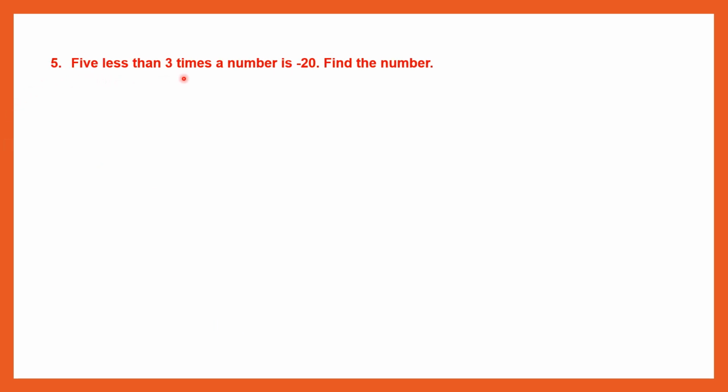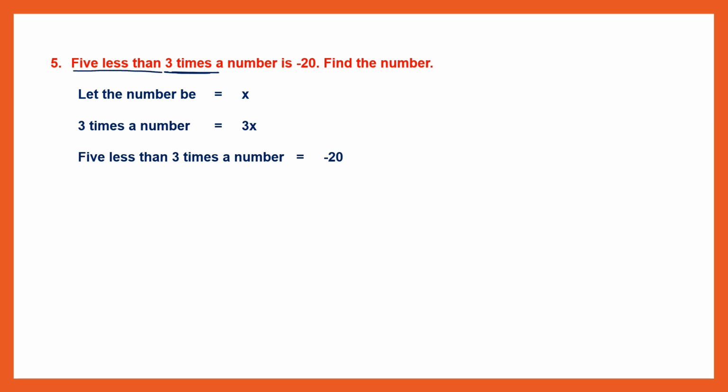Question 5. 5 less than 3 times the number is minus 20. Find the number. So here let the number be x. 3 times a number will be 3x. If the number is x, then 3 times that number will be 3x. And what is given to us? 5 less than 3 times a number is minus 20. This is given to us and we've written it here. So 5 less means it's subtraction, isn't it? So 3 times a number we have to write first, and then 5 less, because it's subtraction, we write it here. Minus 5, it's given to us as minus 20.